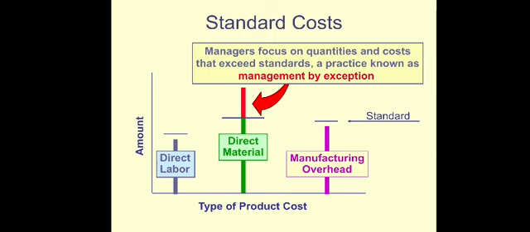So most of the time they focus on the unfavorable items, or unfavorable cost. So here you can see there are three types of costs. Management focuses on quantities and costs that exceed standard. So when the actual cost is higher than the standard, we call it unfavorable. So this way of managing a business is called management by exception.